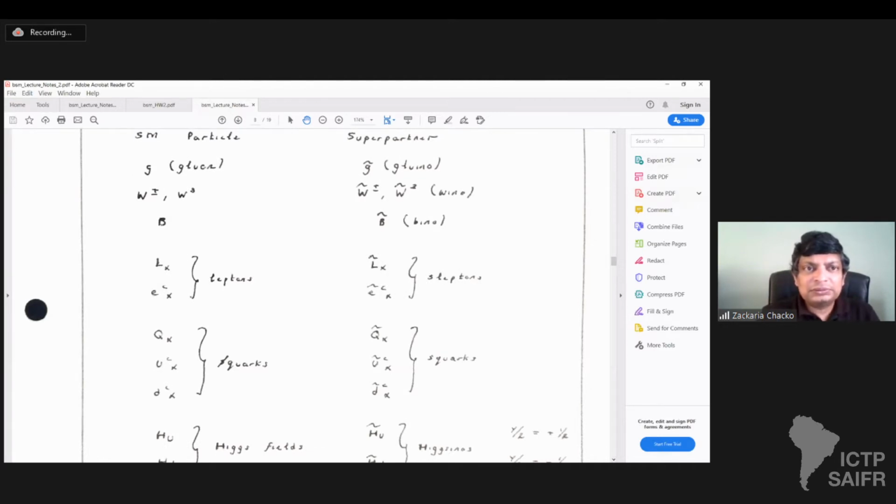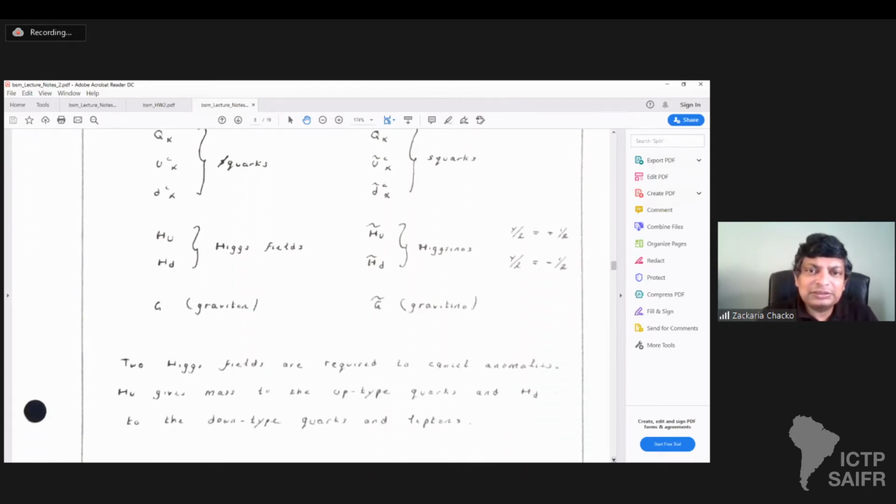For the gluon, the superpartner is the gluino. For the W plus minus and W3, the superpartners are the winos, pronounced vino, not wino. The superpartner of the B, the hypercharge gauge boson, is the bino. The superpartners of the leptons are the sleptons. The superpartners of the quarks are the squarks.